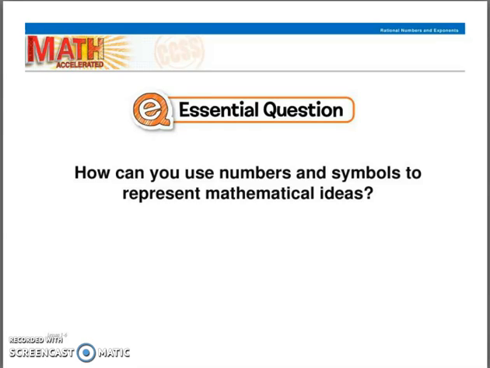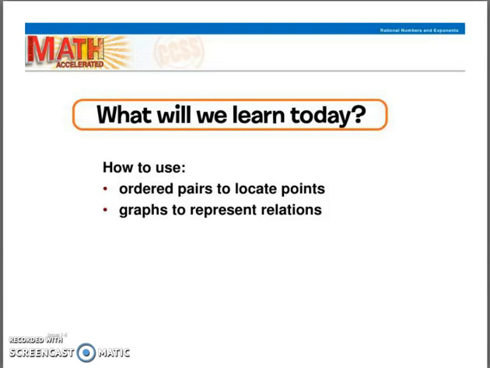Hi guys, today we're going to talk about graphing ordered pairs and relations that you might see from a table and from a graph. And the question we're really trying to answer is how can you use numbers and symbols to represent mathematical ideas, which is the same kind of question we're talking about in this whole chapter that we're working on right now. So today we're going to learn how to use ordered pairs and locate points and graphs, make graphs to represent relations.